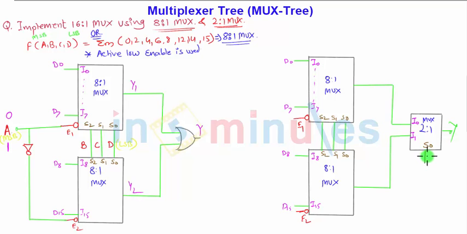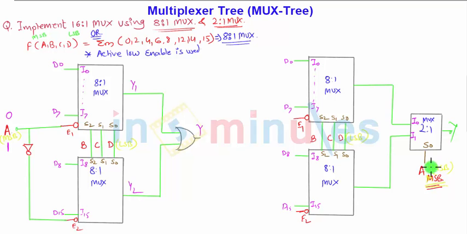So I will assign the MSB bit here. I'll write down A here as MSB, and B, C, D I'll connect as it is, and for D I will write it down as LSB. So D is the LSB here and A is the MSB.